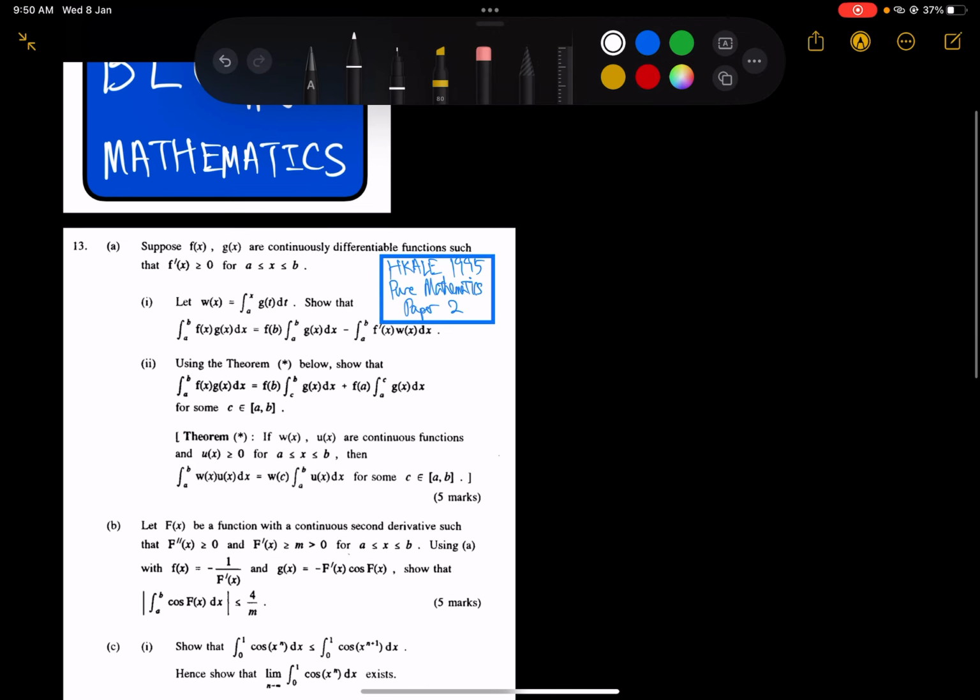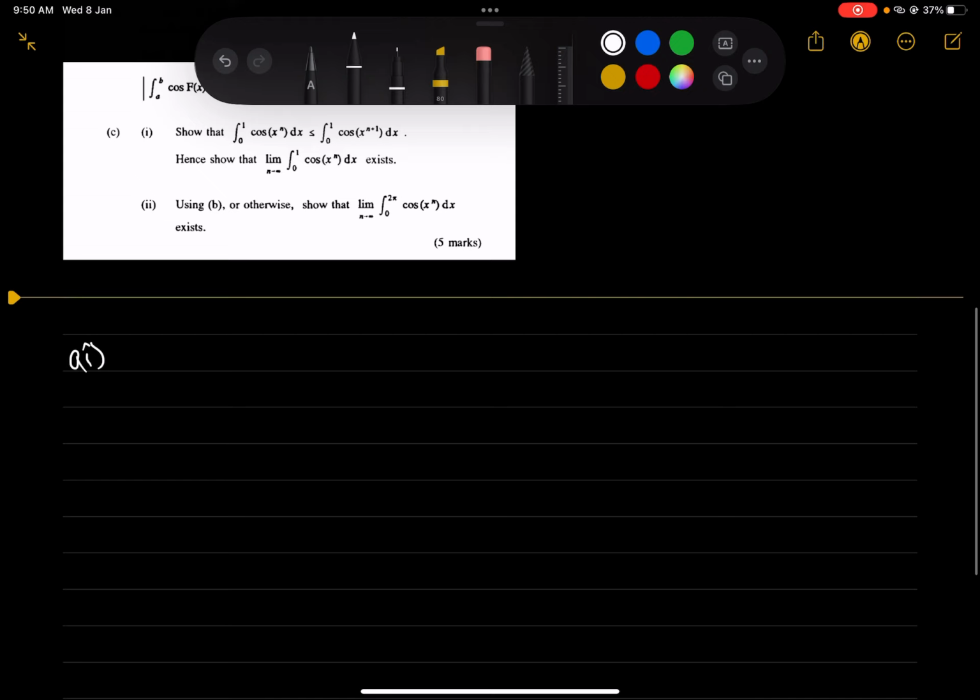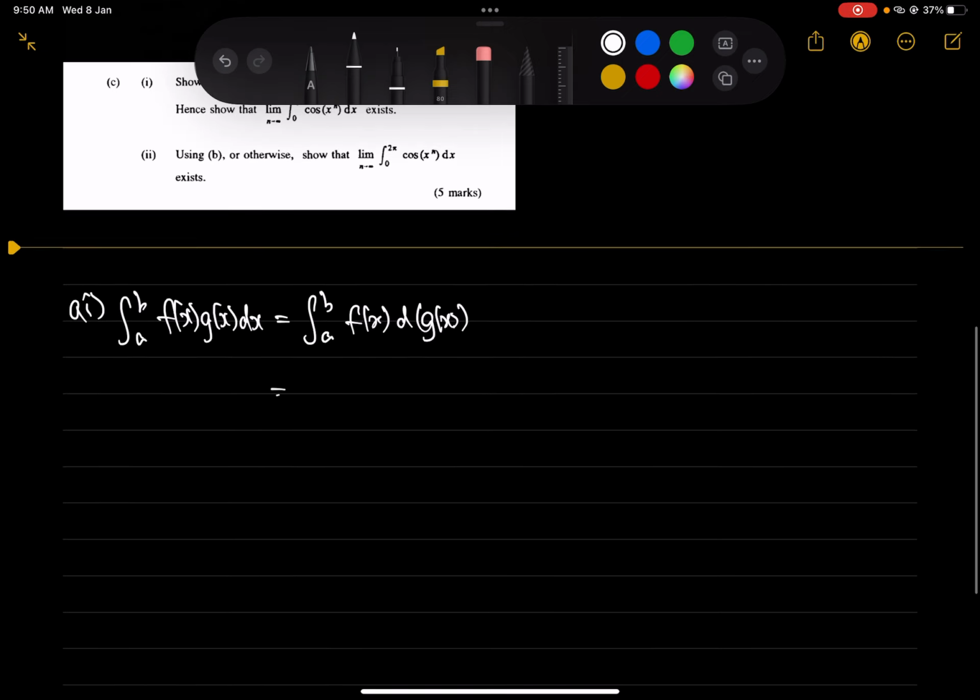So A1 is easy. We could do that in our sleep. The obvious fact is that we're going to do integration by parts, and then this question is solved basically. Which means we have, oh, that should be WX. Let's not get that wrong.